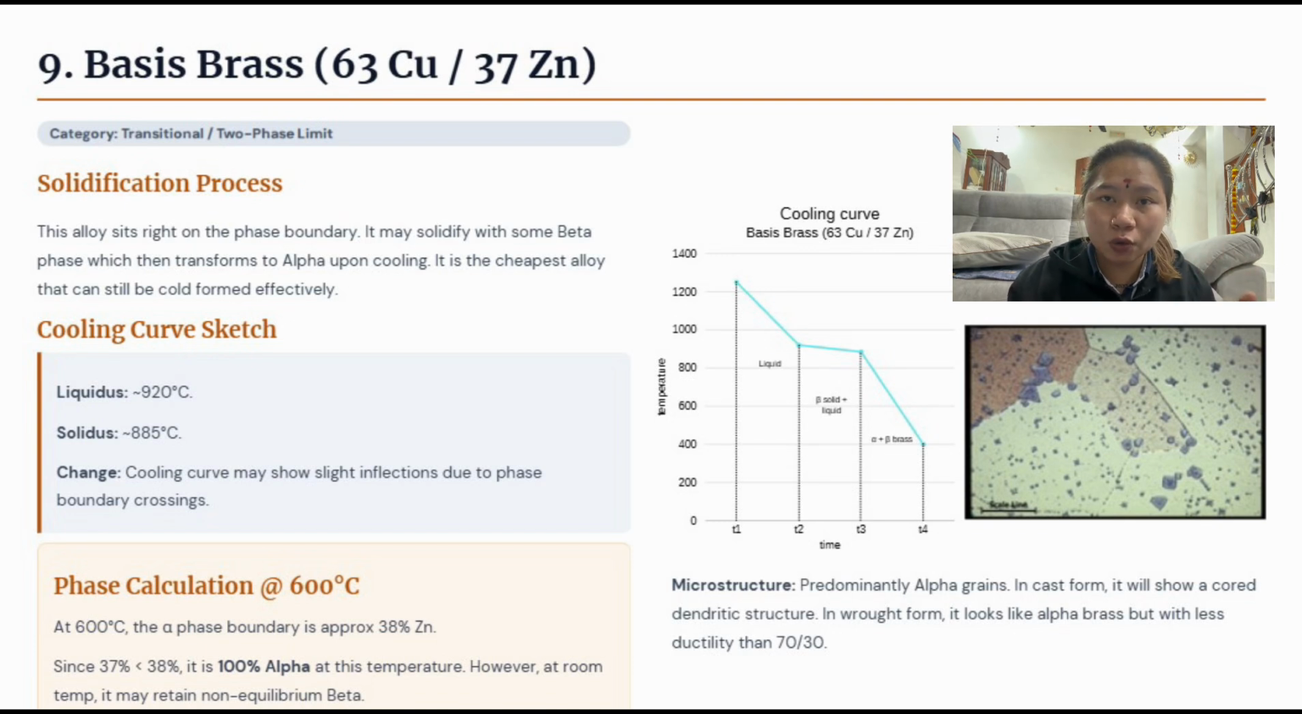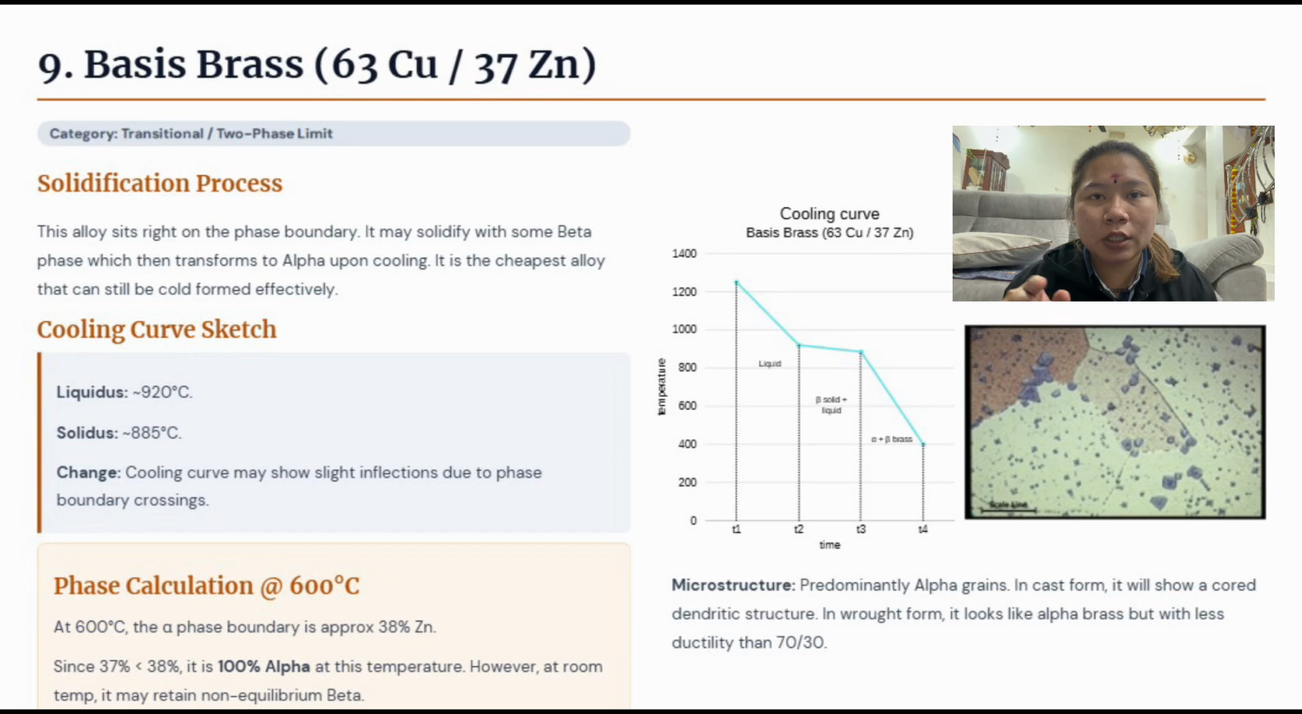Starting with the basis brass 63/37, as shown in the cooling curve, solidification begins at the liquidus point of approximately 920 degrees Celsius. It transforms from a liquid into a single-phase solid solution, known as the alpha phase, because 37% zinc is below the maximum solubility limit at 600 degrees Celsius. Our lever rule calculation confirms the alloy is 100% alpha.